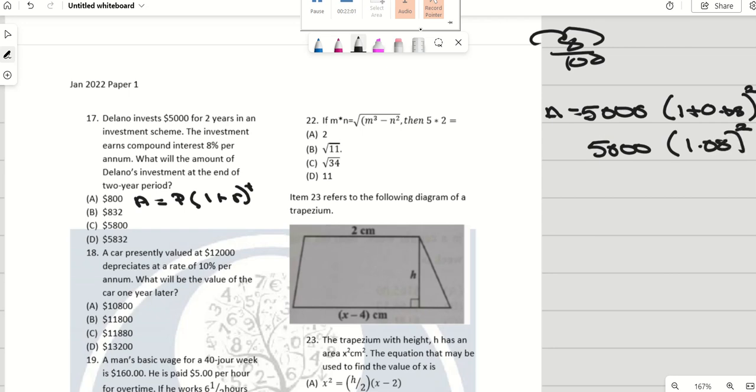Right now, if you look at this, even the formula, right? It will not be A and it will not be B, because we're looking at 5,000 multiplied by something greater than 1. So if you see 5,000 multiplied by 1 point something, we know for a fact that A or B, which is 800 or 832, will not be your answer, right? When you do this, the answer is D.